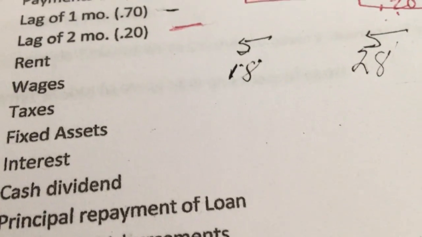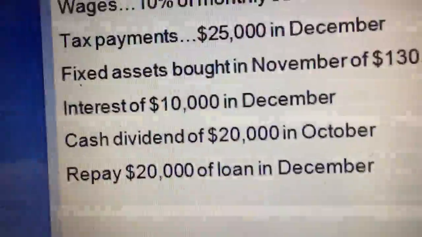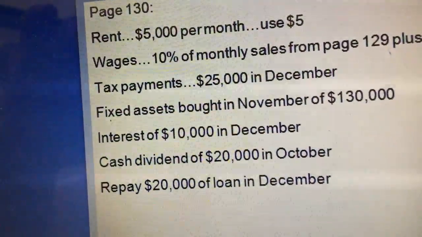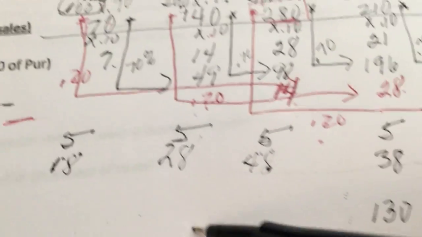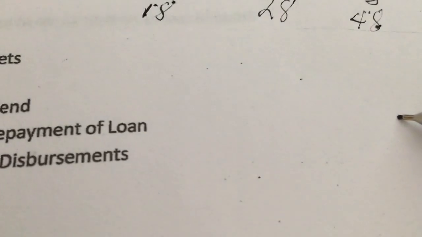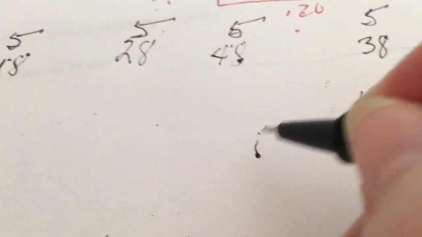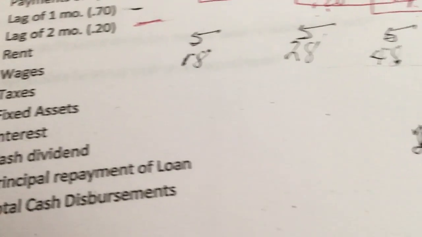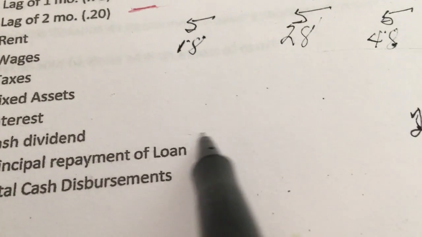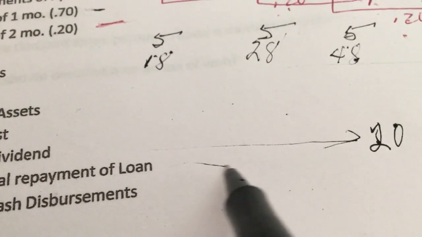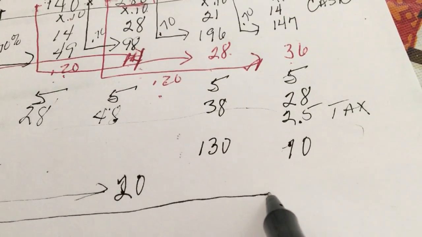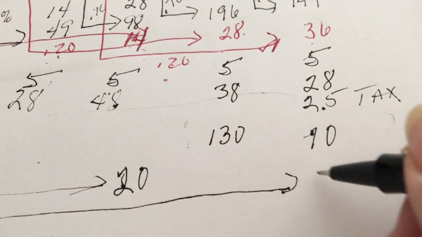And then you have cash dividend of 20 in October. And we want to repay that loan of 20 in December. So let's do the dividend. Here it is. Cash dividend in October. Where's our October? Here we go. Have to get on the right line of 20. Okay, so that's our dividend. Where is it? Right here. And then we want to repay this loan of 20 all the way over here in December.